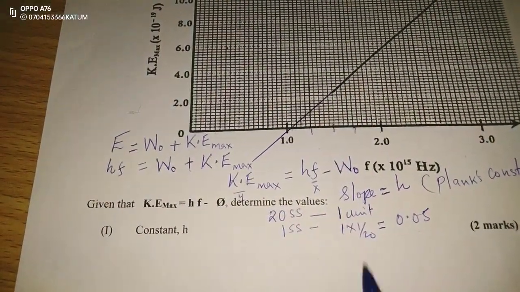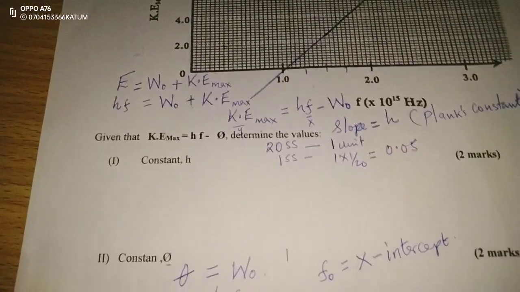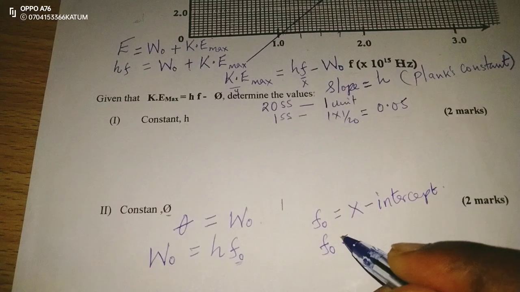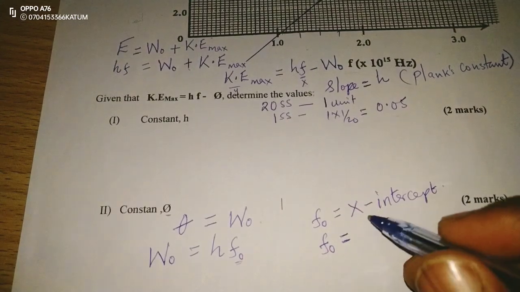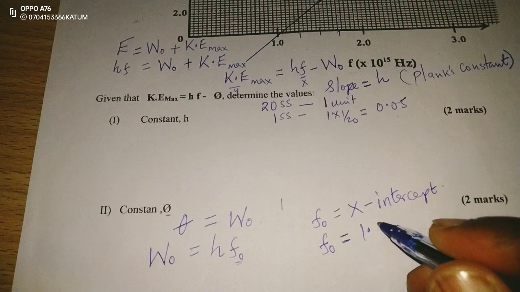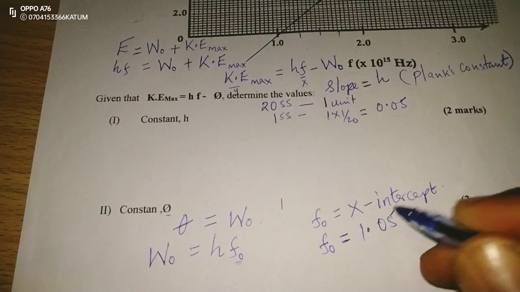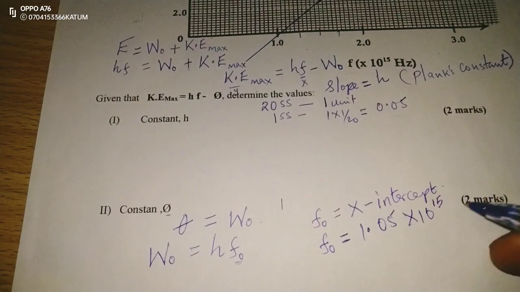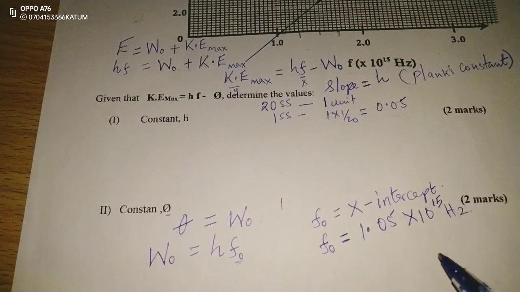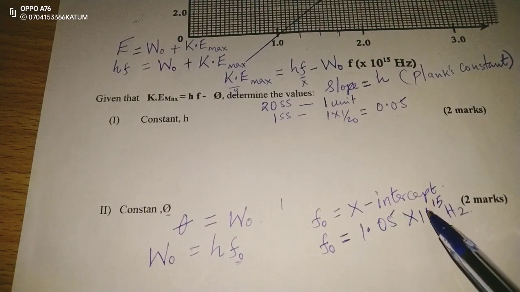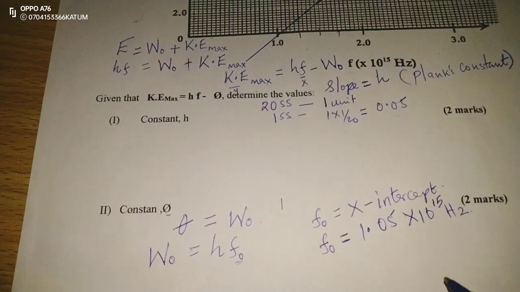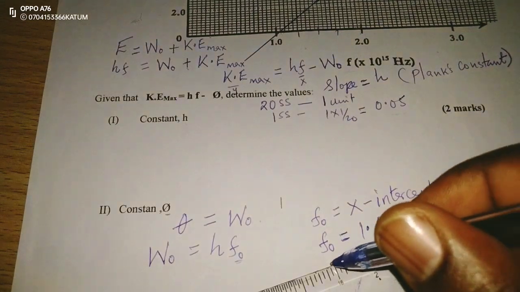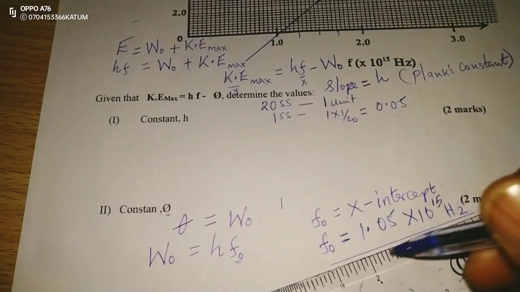That means the value of threshold frequency is usually given by 1.05, but remember on that axis there is times 10 to the power of 15 hertz. This one should not be forgotten. Everything is times 10 power 15. Therefore, that is the threshold frequency.